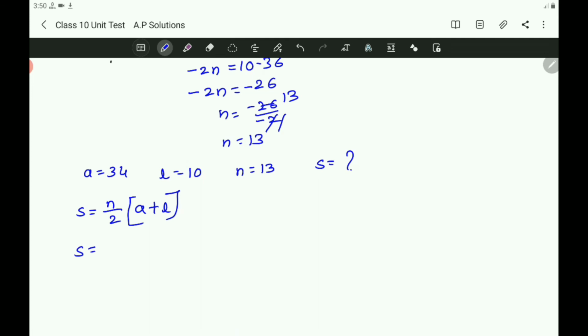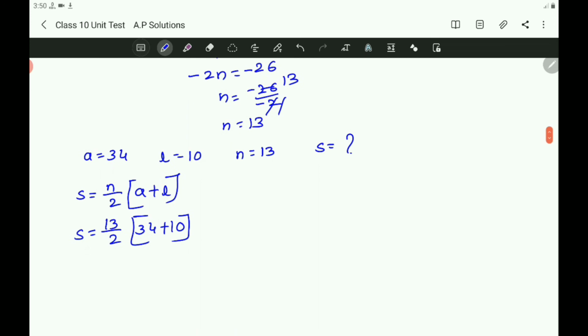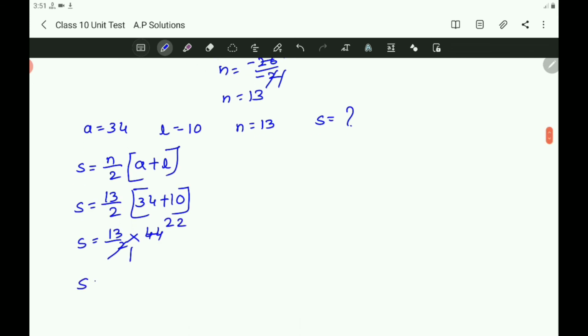Then S equals n is 13 by 2, then A is 34 plus L is 10. Then S equals 13 by 2 into 34 plus 10. 34 plus 10 is 44. 2 1s are 2, 2 2s are 4. So you got S equals 13 into 22.